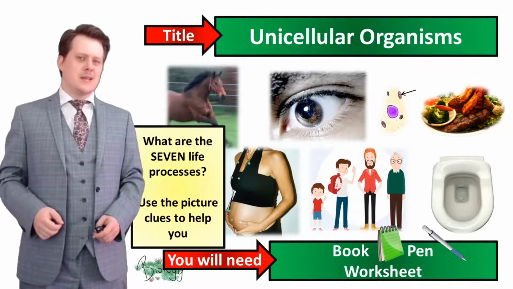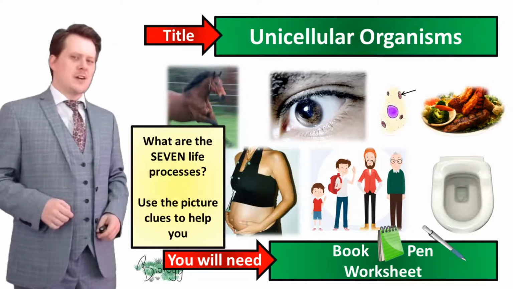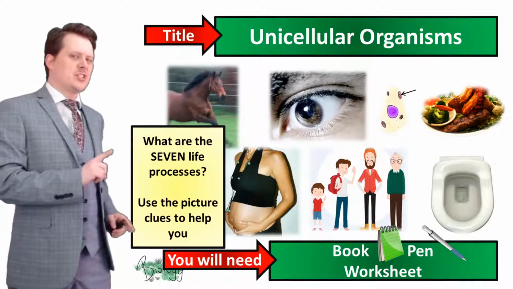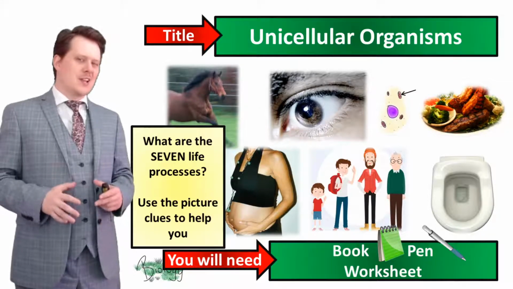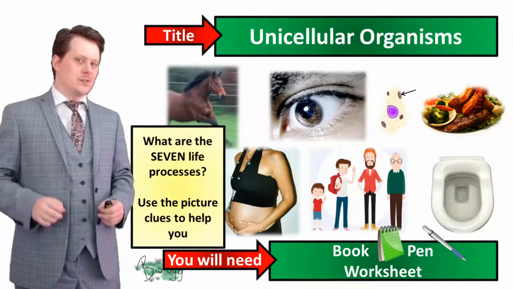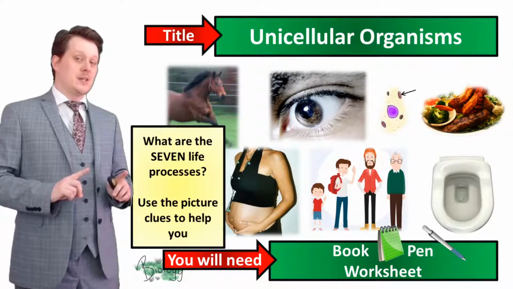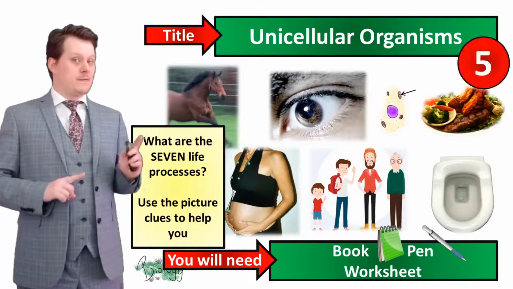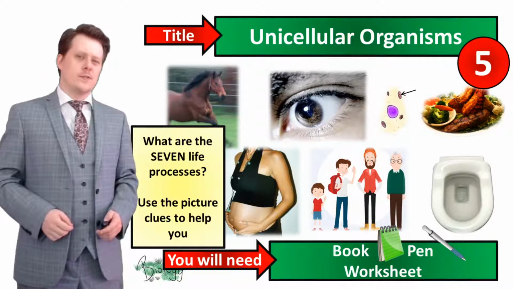In your books I would like to get down today's title, which is Unicellular Organisms, and for your starter activity I would like to recall the 7 life processes. So the 7 things that everything that's classified as living does. And for each one of our 7 life processes there is a picture clue to help you on screen. I'm going to put 5 seconds on the clock, and if you need more time, pause the video, and when you're finished, we'll go through the answers together.